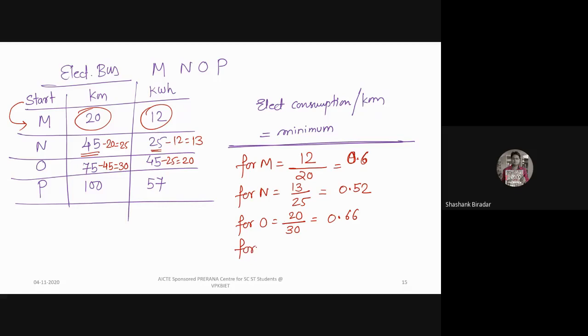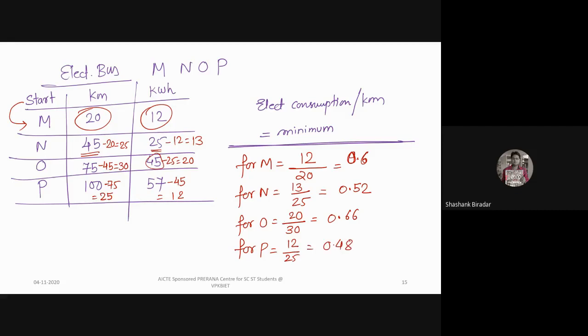Okay. So same is the case for this. Already it has traveled 75 kilometers, so I will subtract 75 from 100, which is 25. And already it has 45, so I will subtract 25 from here. So twelve upon this 25, it is 0.4.